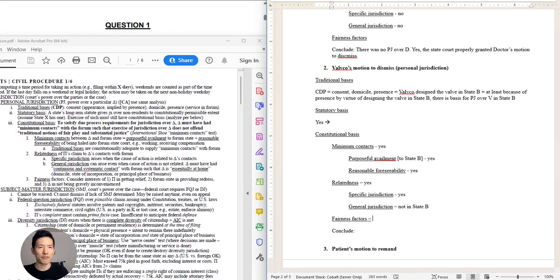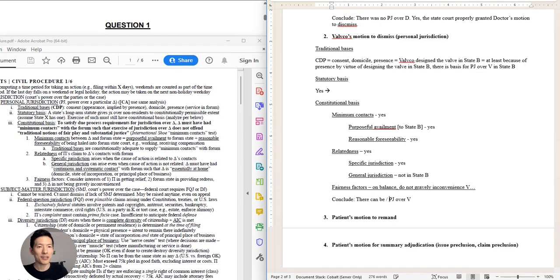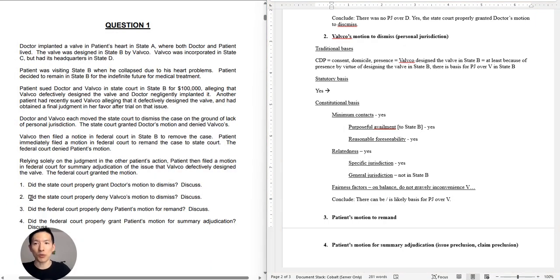So the factors on balance do not gravely inconvenience V, and then you can talk about these interests. And in conclusion, there is personal jurisdiction over B. Let's kind of soften it a little bit. There can be, or there's likely, personal jurisdiction, or a basis for personal jurisdiction over VALVCO. And did the state court properly deny VALVCO's motion to dismiss?